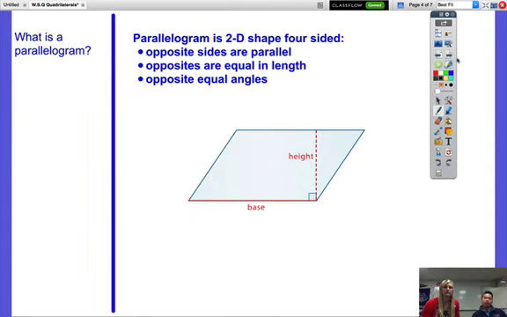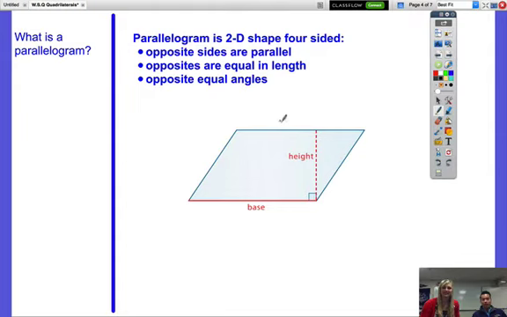Okay. So next we have a parallelogram. A parallelogram is a 2-dimensional shape that is 4-sided. Here are some key features of parallelogram. It basically looks like a rectangle. You can actually change rectangle into a parallelogram. But the parallelogram is the opposite sides are parallel.